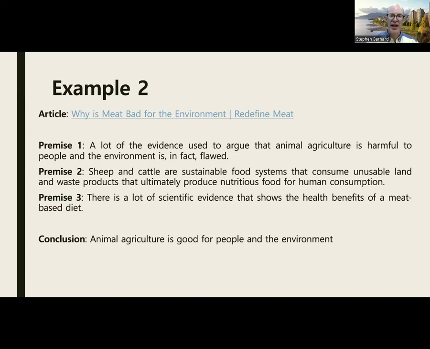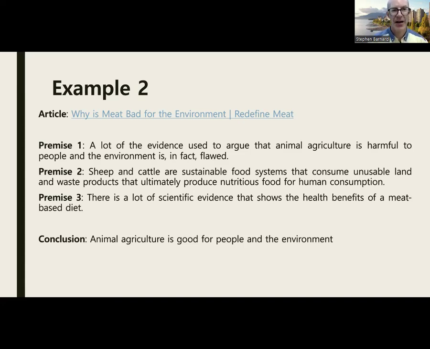Premise number one, a lot of the evidence used to argue that animal agriculture is harmful to people and the environment is in fact flawed. Not sure about the reliability of that premise. Premise two, sheep and cattle are sustainable food systems that consume usable land and waste products that ultimately produce nutritious food for human consumption. And premise number three, there's a lot of scientific evidence that shows the health benefits of a meat-based diet. Conclusion, animal agriculture is good for people and the environment.